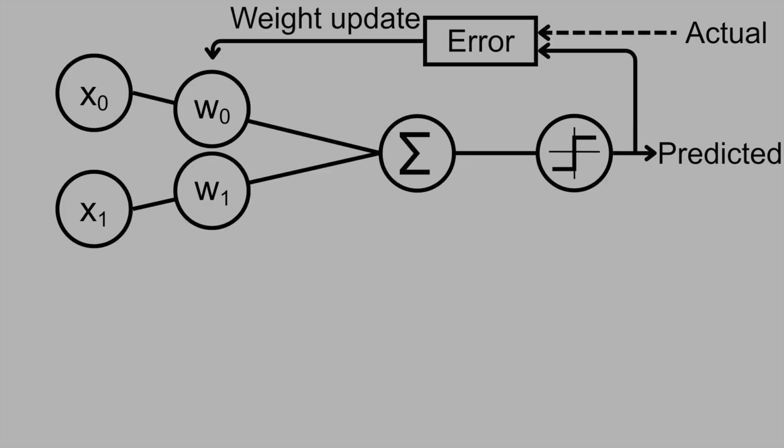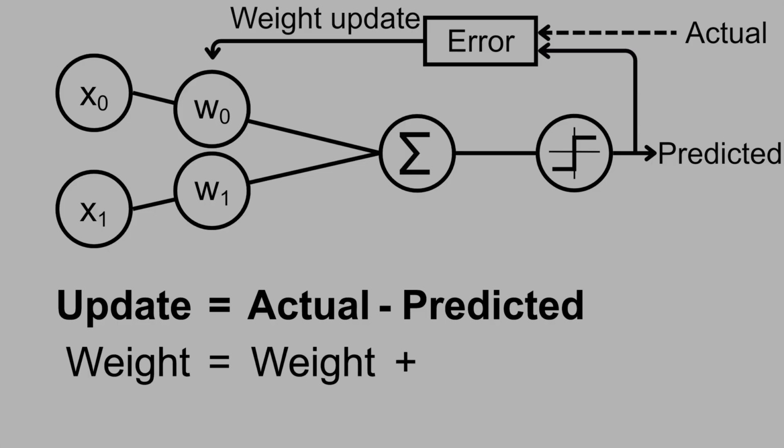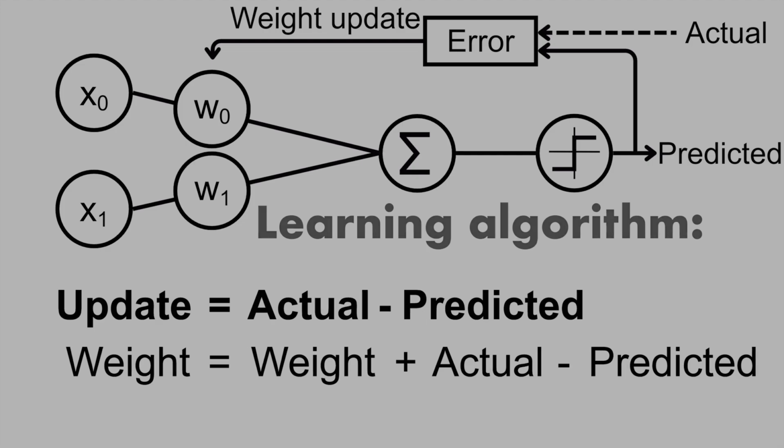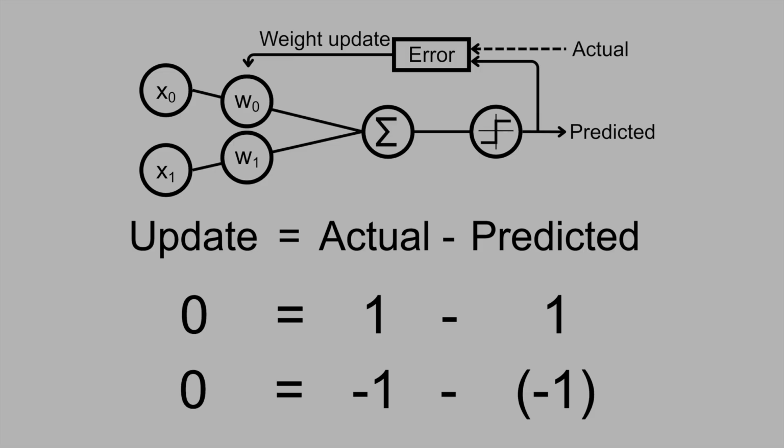The error block receives two inputs: what we predicted and what was actually correct. The update is simply actual minus predicted, and we adjust each weight by adding this update. Simple subtraction. That's the entire learning algorithm. Let's see what happens when we are correct. Actual is 1, predicted is 1, and the update equals 0, no change. Same thing here, -1, -1, update is 0. When we are right, the weights don't change.